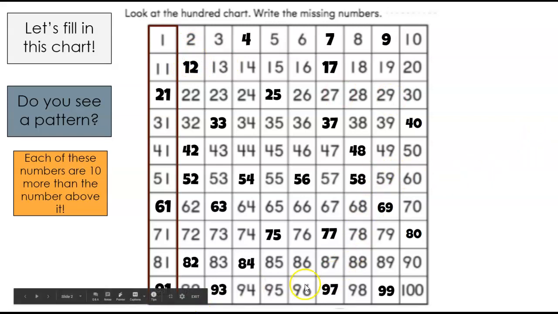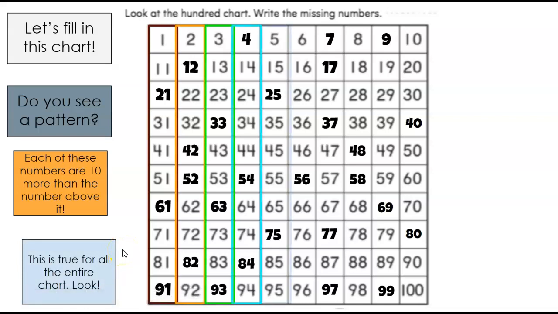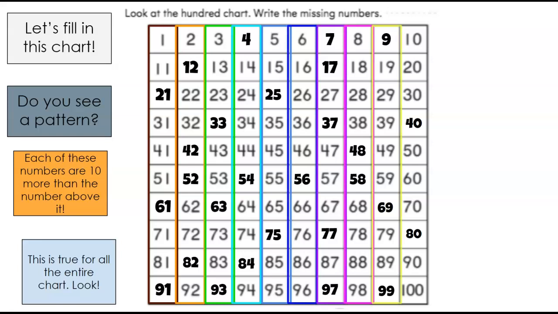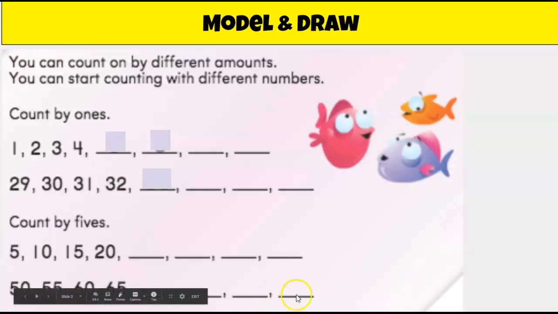We better check again. Let's check 77. So the number above it is supposed to be 10 less. So in the tens place, that number should be 10 less. 67. It is. Wow. I wonder if it's true for everything. It's true for the entire chart. Wow. Look at that. Every single one, the number above it is 10 less. So we're always looking for patterns when we are doing skip counting.